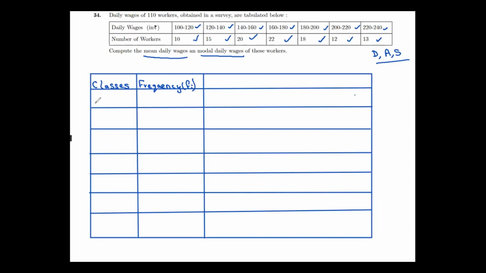So what are the classes given? Let us mention very fast. Even frequency, let's fill. So first two columns as they are from the question, we will drop them here. We need not do anything.